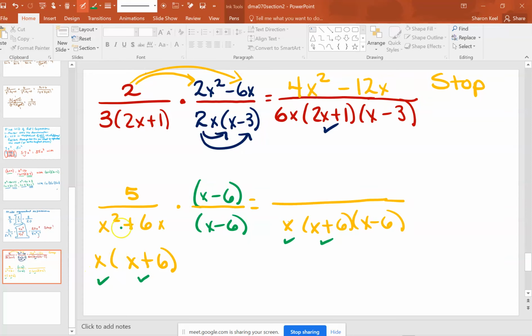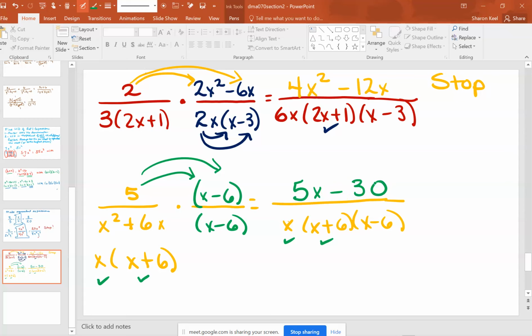So if this denominator is not factored, you factor it and then determine what else you need to multiply by. And then here we're going to distribute. 5 times x is 5x, and 5 times negative 6 is minus 30. And there you have it.